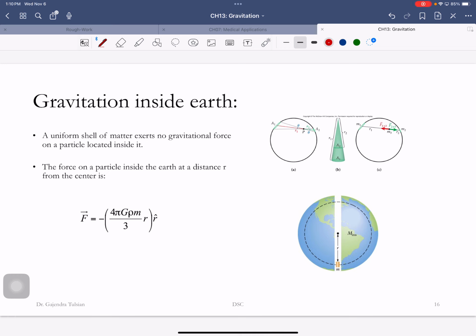Now here's something Mr. Newton realized, or proved, and this proof is not easy. If you have a shell, let's say this is a basketball, and this was you inside the basketball. Mr. Newton asked: this piece is attracting you in this direction, this piece is attracting you in this direction, so what is the net force on you due to the basketball? Mr. Newton showed that for a uniform shell, if you're inside the shell, the net force on you is 0.